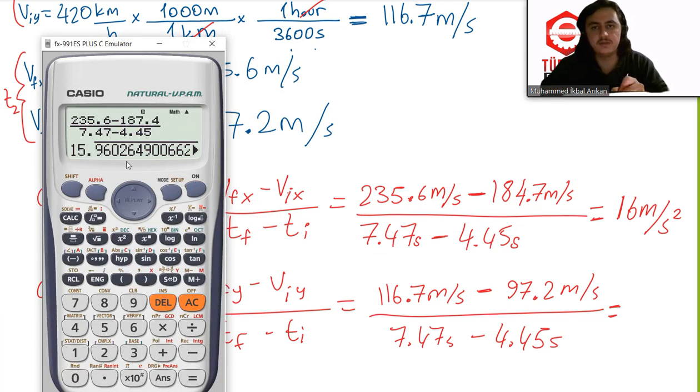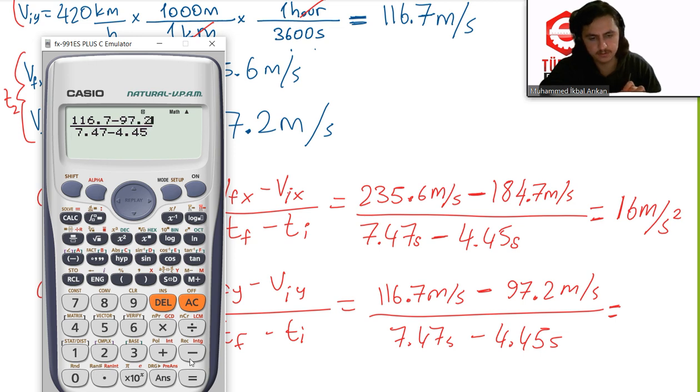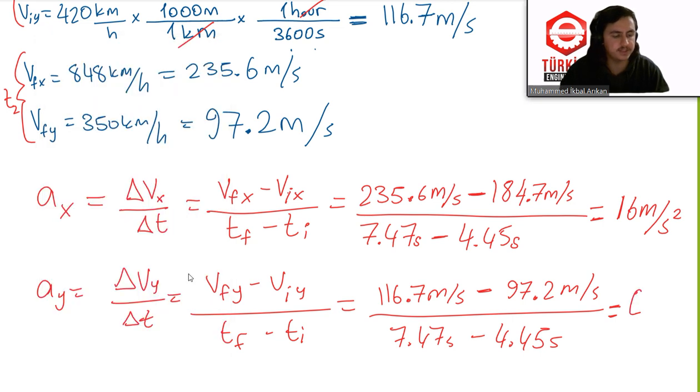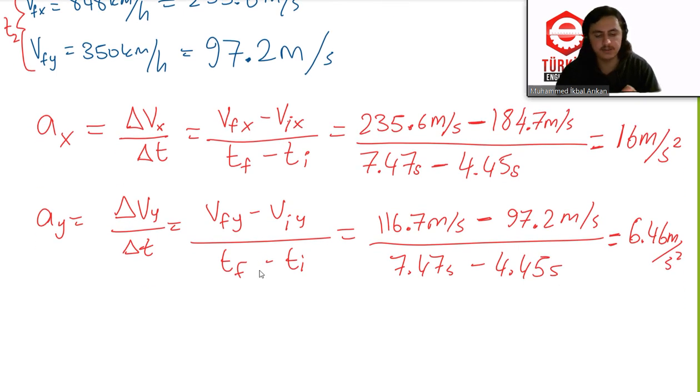Let's take our calculator. Here I will just need to change these one. Minus. So I will get the acceleration in y. That will be 6.46 meter per second squared. So now I know what's acceleration in x. So I will put my acceleration in x. This is nearly 16, and I have 6 in ay.